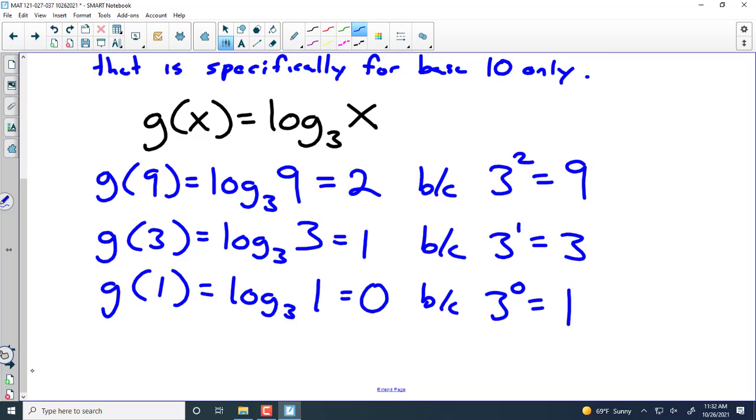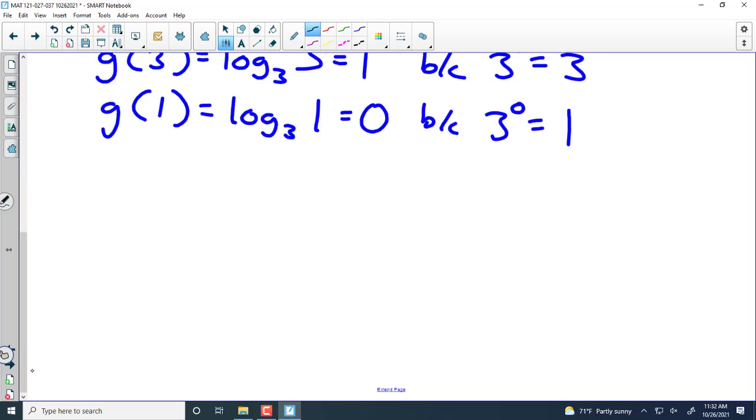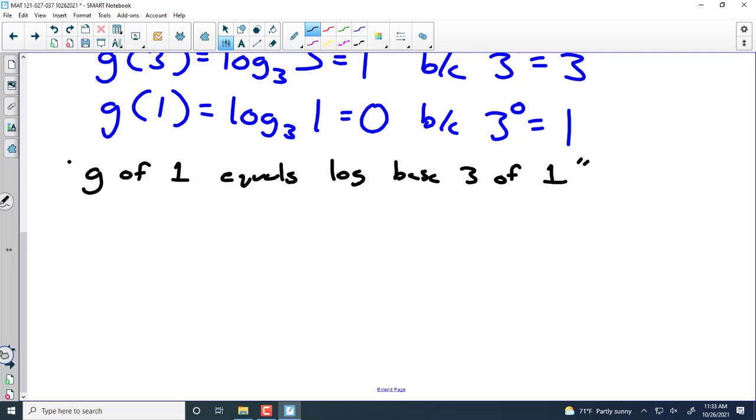Now, of course, that's frustrating if you haven't had enough time to absorb exponentials yet. But does everyone agree that 3 to the 0 is 1? So therefore, if we take the log base 3 of 1, we get 0. And that is how you'd read this out loud, by the way. You'd say g of 1 is equal to log base 3 of 1. G of 1 equals log base 3 of 1.